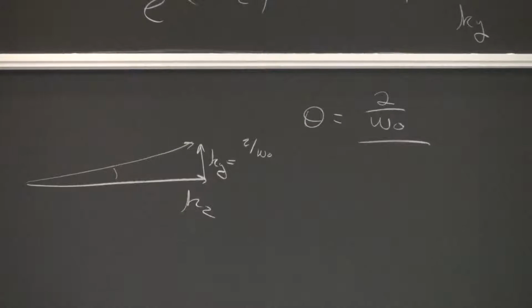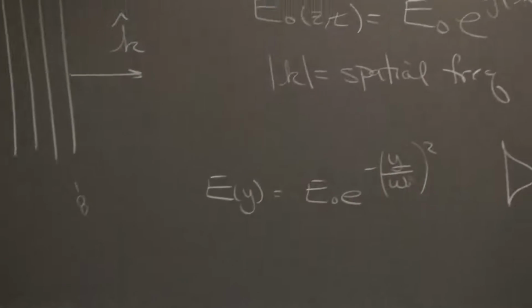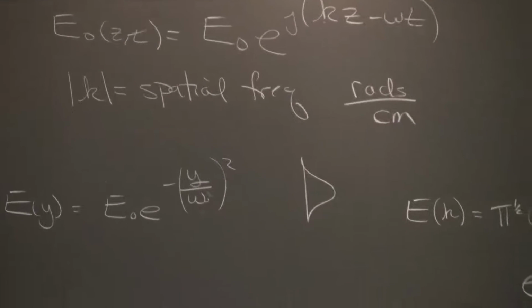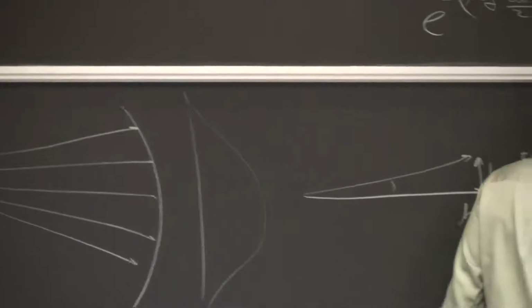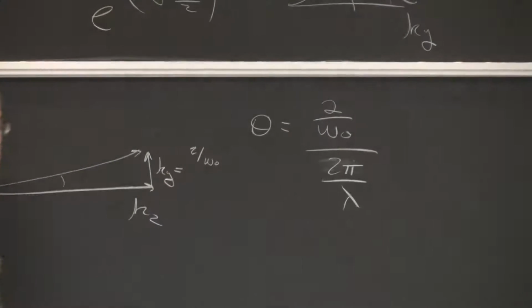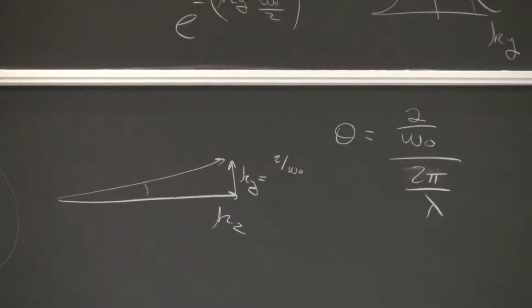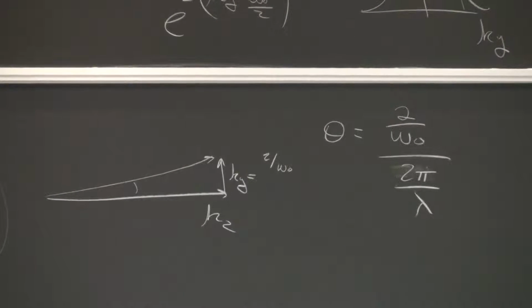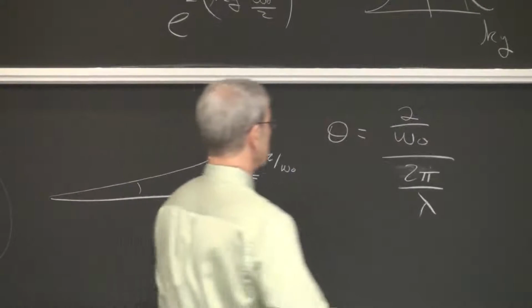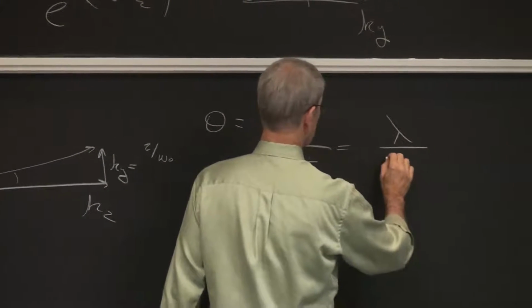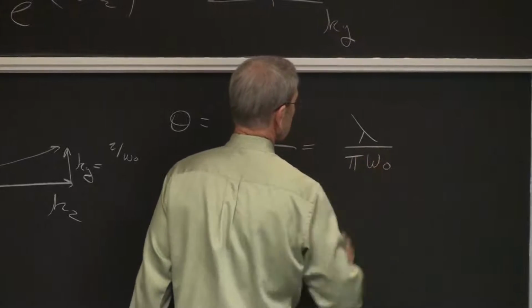Have you talked about k yet? Do you know what k is? We gave you some numbers here. Spatial frequency. One of the units of k is 2 pi over lambda. So if I have a wavelength lambda, then the k vector is 2 pi over lambda. That's how much phase it accumulates per distance. So you can rework this, and you get this is equal to lambda over pi omega naught.